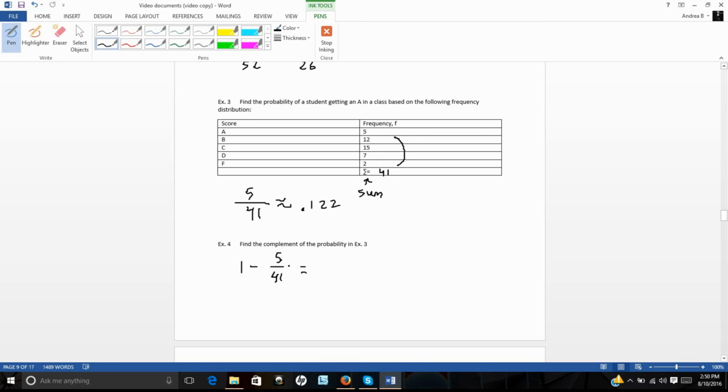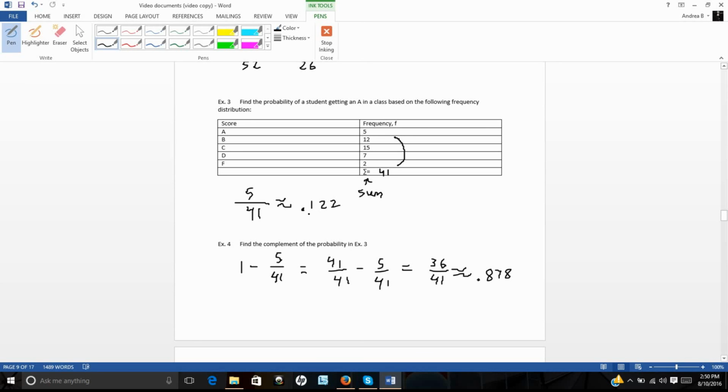So if you do it this way, if you're doing it by hand, you'd have to get a common denominator first, and then you can subtract them. So if we do that in this case, we get 36 out of 41. Or once again, if you prefer, you could write it as a decimal. We could have 0.878 approximately.